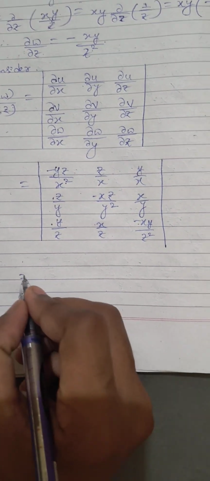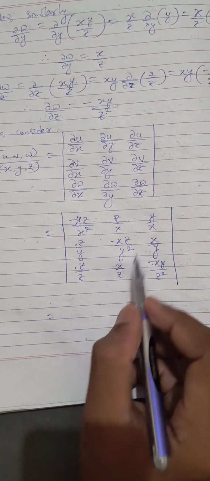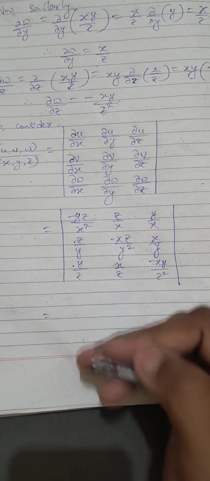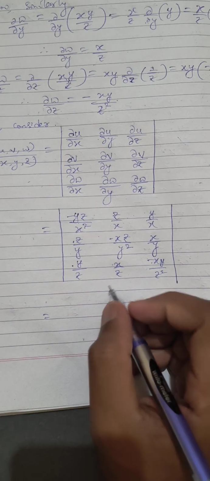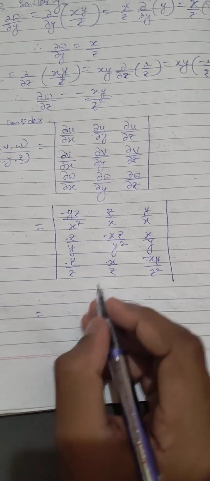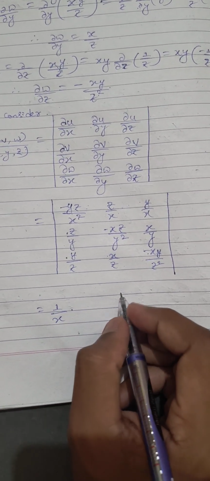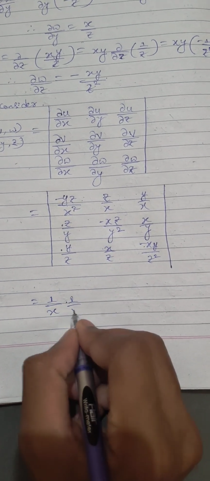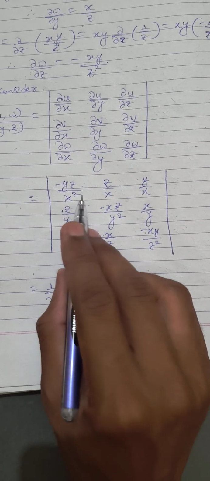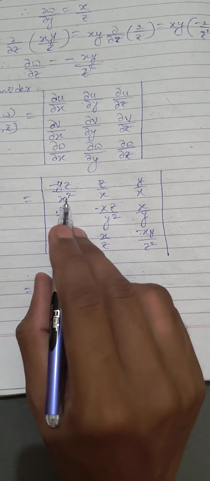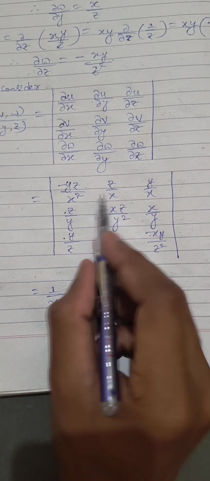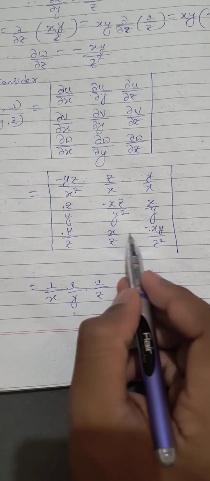Now we have to expand this determinant. Don't directly expand this determinant, because the calculation becomes more complex. You can directly expand along the first row or first column, and the answer is the same, but the calculation becomes more complex. To avoid that, take 1 by x common from the first row, 1 by y common from the second row, and 1 by z common from the third row.